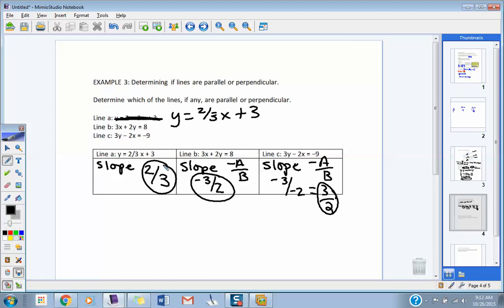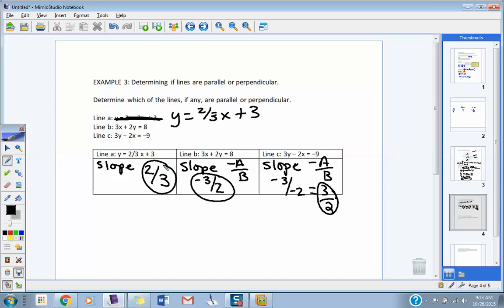Good. Okay? Then, we're talking about perpendicular. Are there any slopes up there that would be opposite reciprocals of each other? Opposite meaning one's positive, the other's negative. Reciprocals. Numerator and denominator switched around. Are there any values up there of which one slope is an opposite reciprocal of the other? Tori, you're shaking your head. Yes. Line A and line B. Look at line A and line B here, kids.